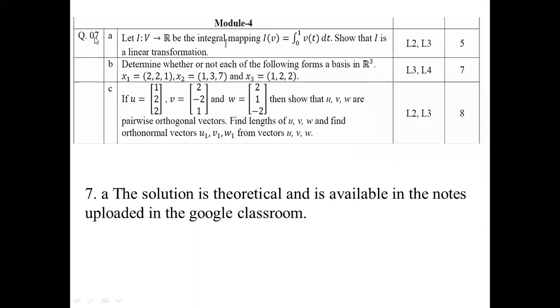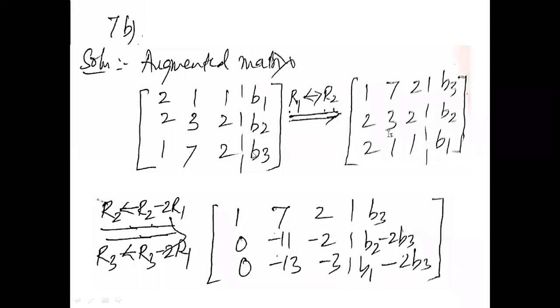Let's focus on question 7B, to determine whether or not these will form the basis for R3. So let's look at the answer there. So first I will write the augmented matrix. That means the matrix together. So 2, 2, 1, 1, 3, 7, 1, 2, and 2. And then you have the dotted lines and B1, B2. So the first task is to convert the left hand side of the matrix into its row reduced echelon form. So I apply the row operations and the matrix turns out to be like this.